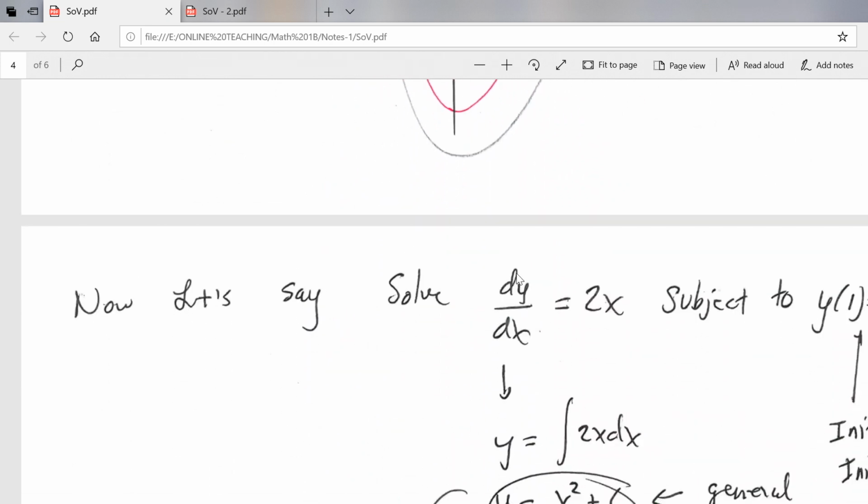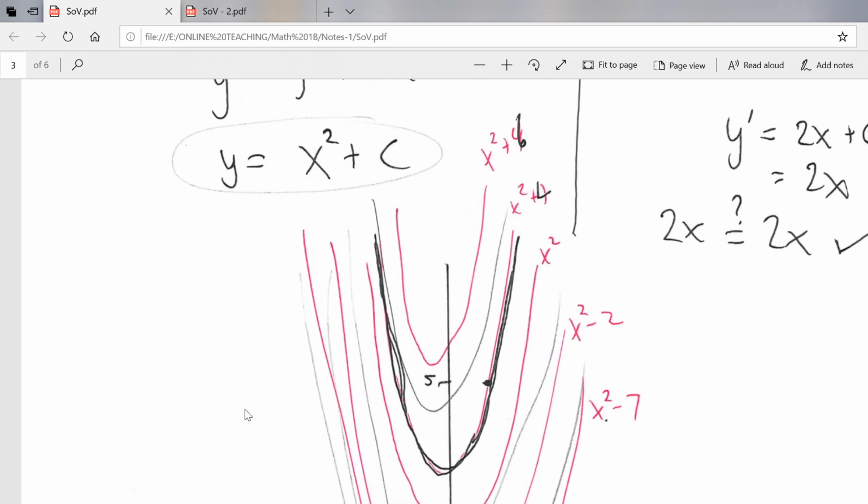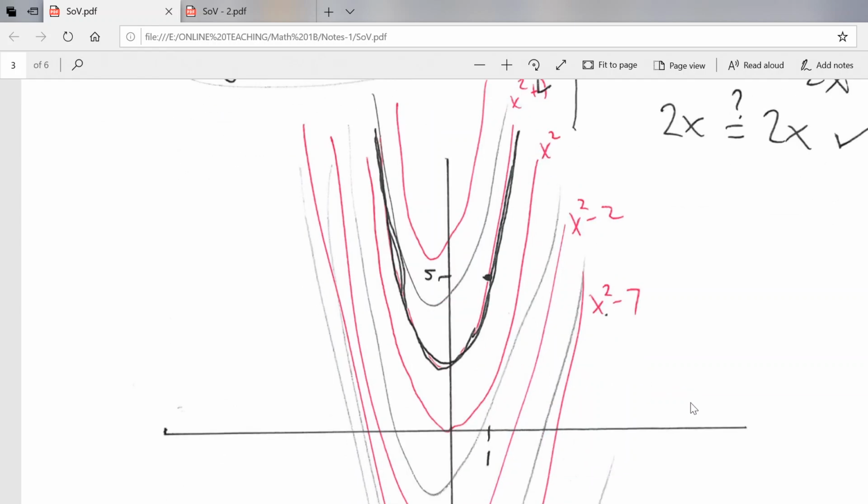Now let's say that we're going to solve dy dx equals 2x, and I'm going to add something. I'm going to say subject to that y of 1 equals 5. When I give you this, I'm giving you what's called an initial condition or an initial value. This is a point. It's x is 1, y is 5. So it goes through the point 1, 5. Now, we've already solved this and we know that we get a family of parabolas. But there's only one parabola right here where it goes through 1, 5. It's the one I've darkened in black. And so that's the one that I want to know about.